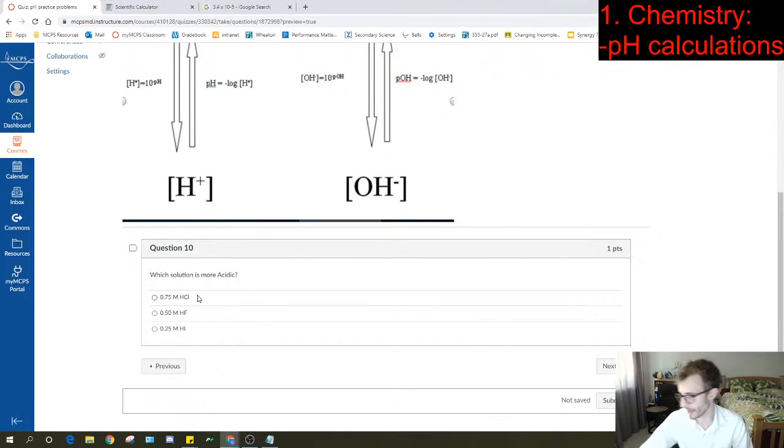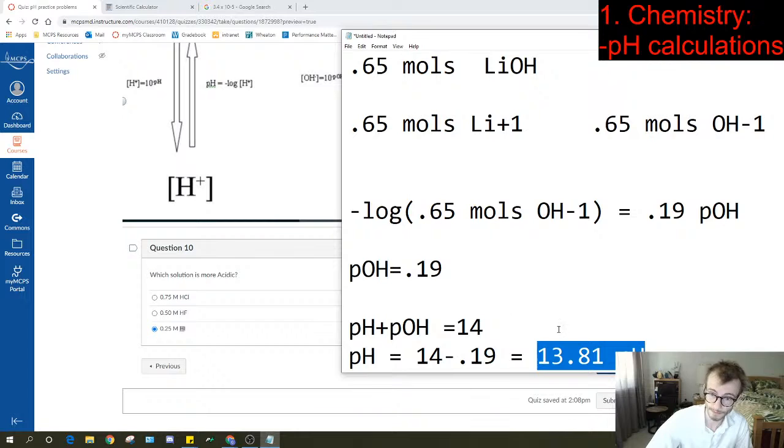Sometimes you don't have to do the math. You can just look at them. This will be the last thing I go over. You can look at the numbers qualitatively. You don't have to plug them into a calculator, as long as you can tell the difference between the numbers. Here, it says which solution is more acidic. It's got HCl, HF, and HI. Each of these are acids. How do I know they're acids? Because there's an H in front, right? HCl, HF, HI.